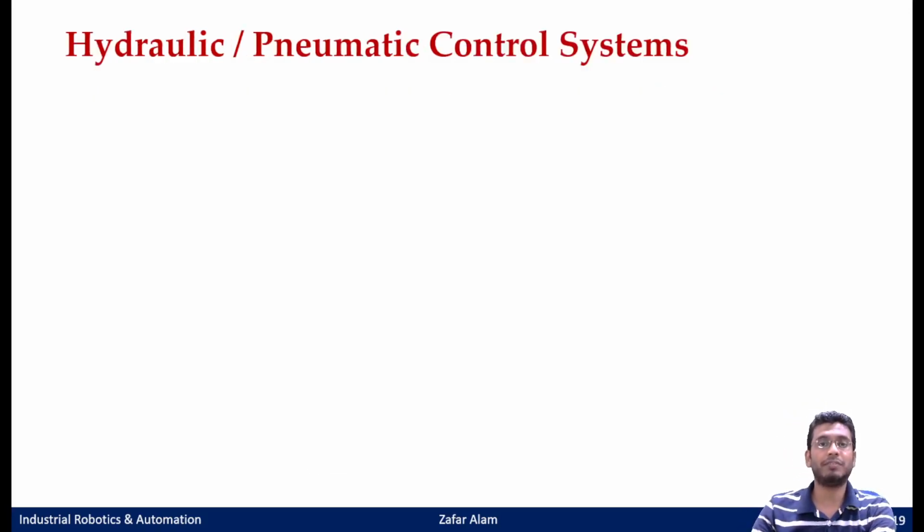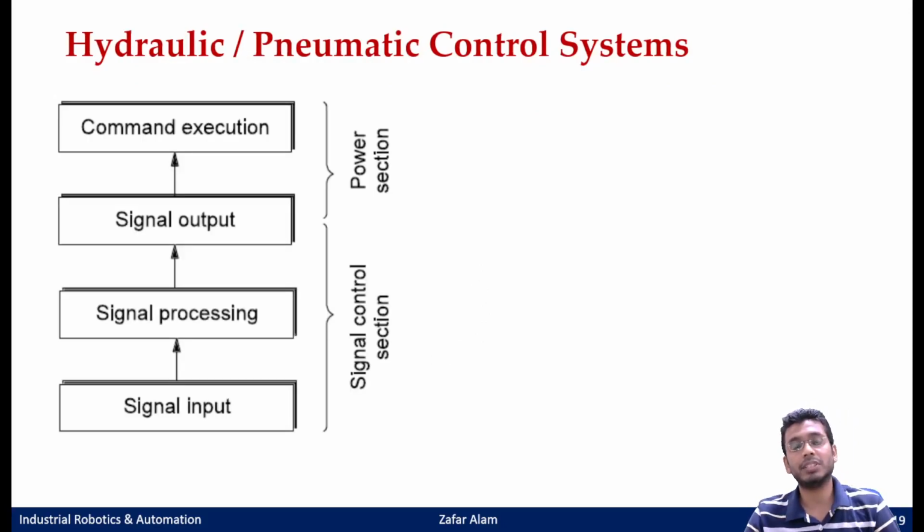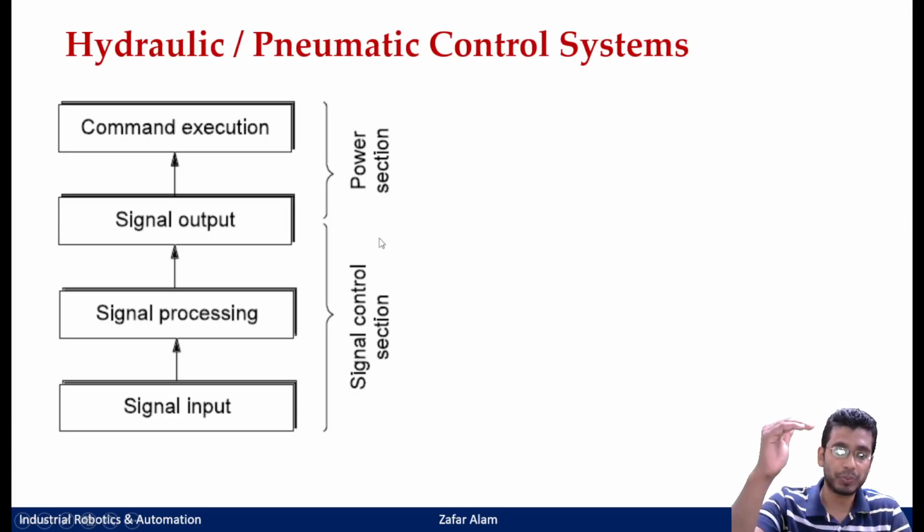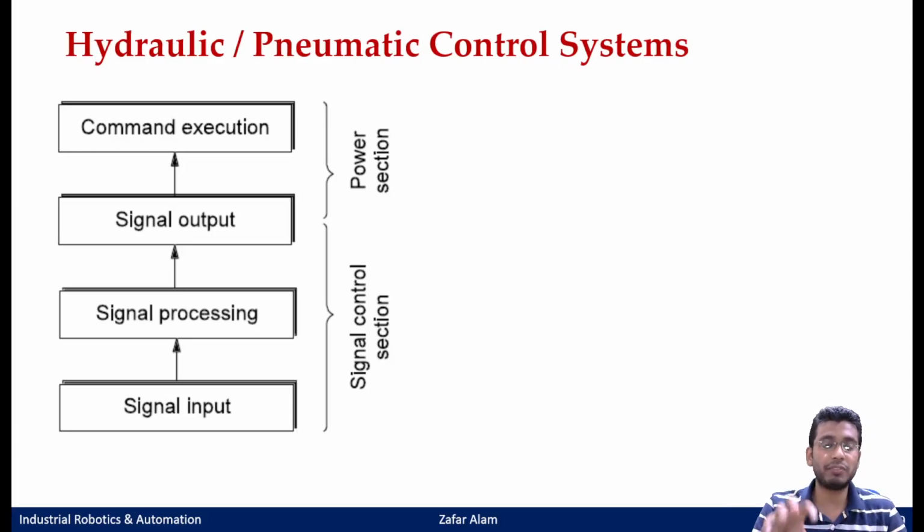So now the final 2 slides for today's lecture. We are going to discuss the different control systems. If you see, you will have some signal input, then a signal processing unit, then a signal output unit and your command execution. So these 3 units, that is signal input, signal processing, and signal output, form your signal control section. That means how the signal flows. Once you get the inputs, with the different types of input, you have to process the signal, and then you have to give an output, and that output will help your execution of the command, and the command execution is a power section.